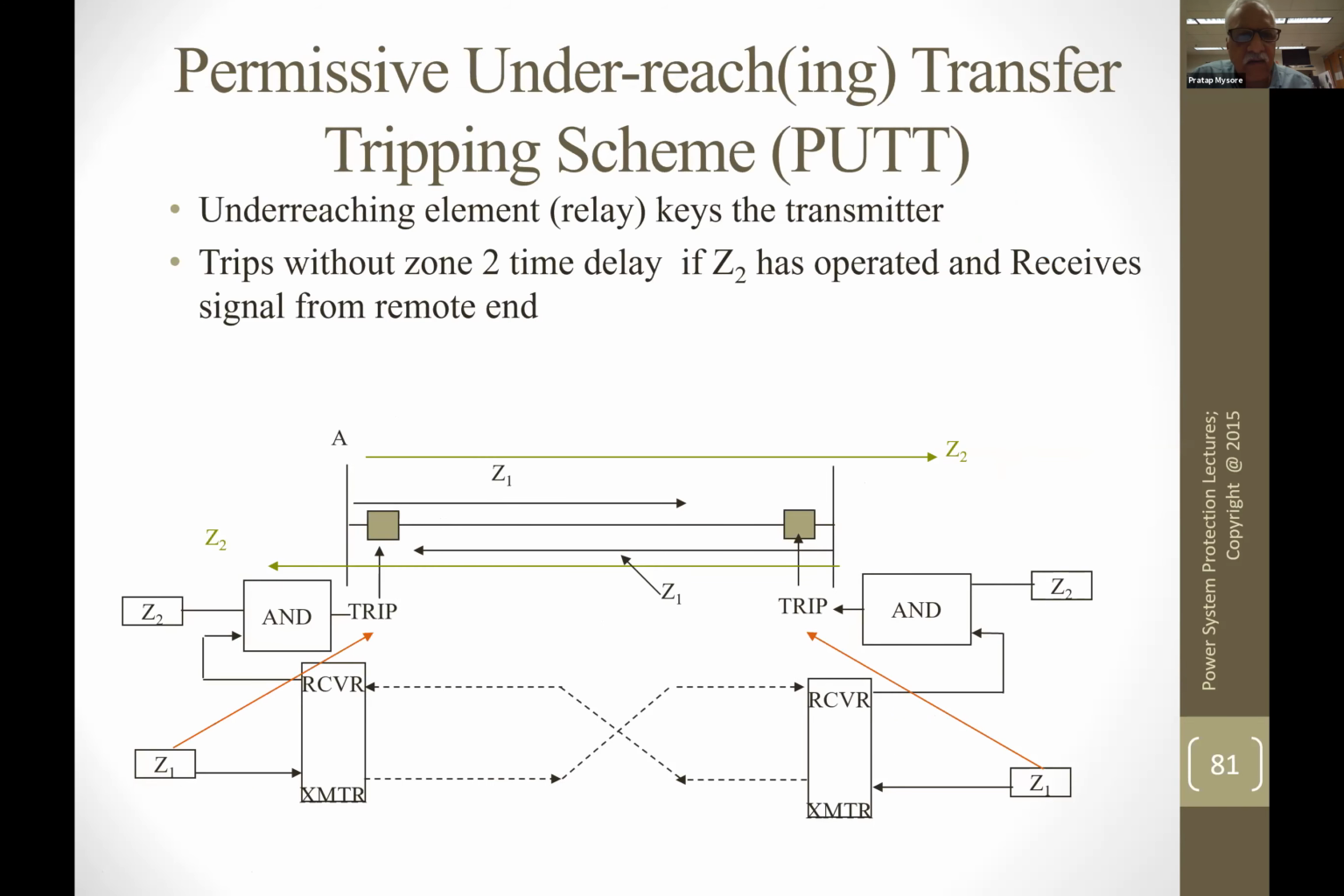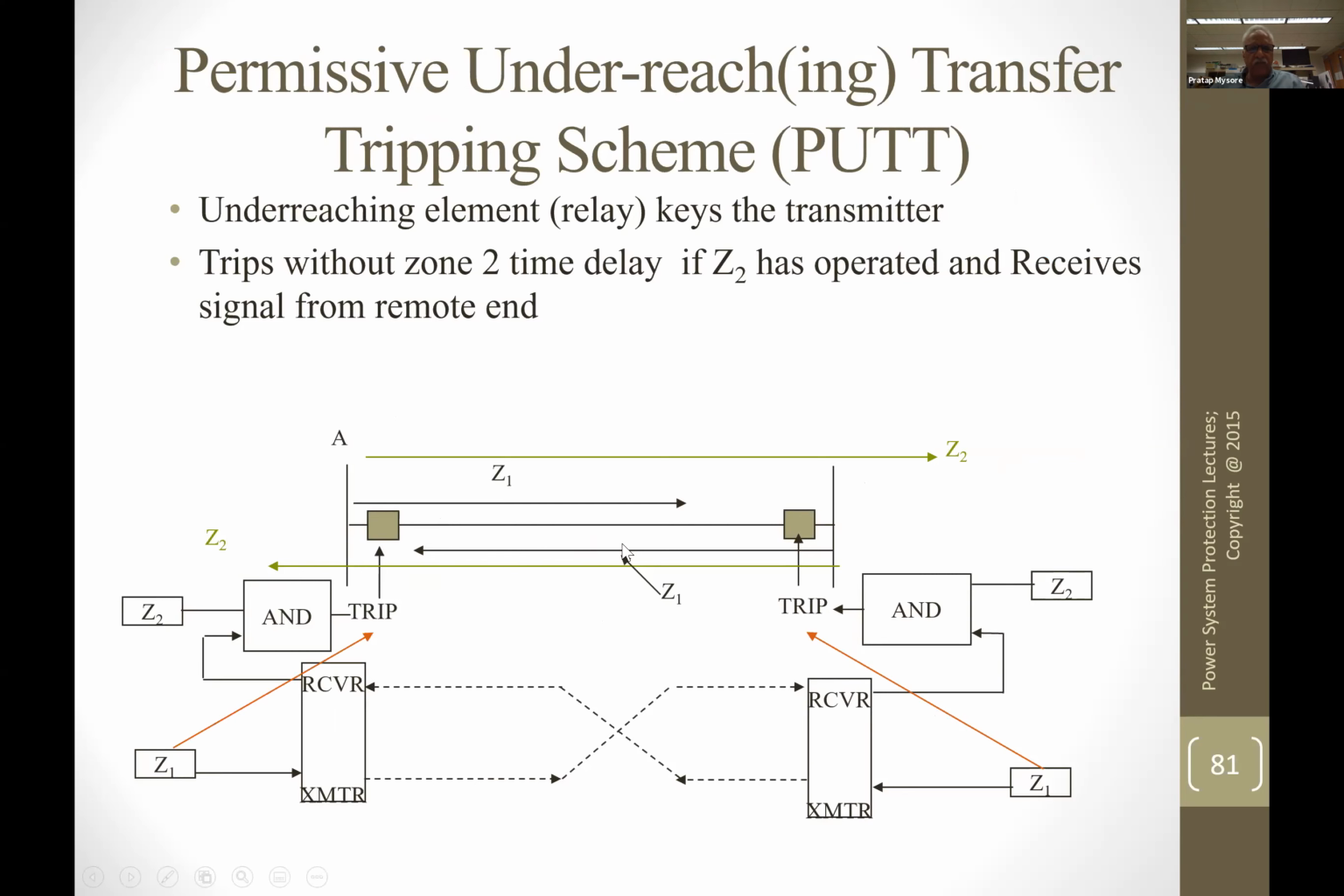Then they said the schemes they used and the channels at the time were not very secure. So what they did was they said, okay, we should have another local determination to make sure that the fault is on that line when we receive a signal from the other end. So now I have zone 1 relay operating and tripping the local breaker.